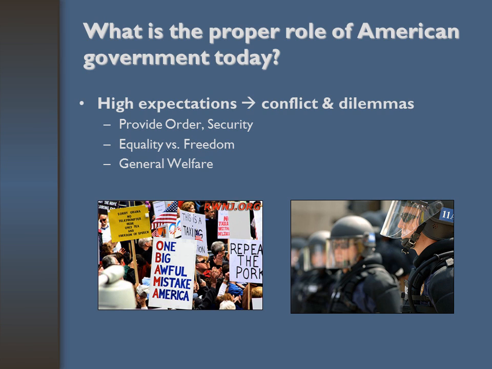Provide order and security, right? Government provides order and security. That is one of the freedoms that we've given away, is for government to provide law enforcement and to protect us. So my question to you is, what did we give up in order to have government do this for us? Well, we've given up the freedom to take the law into our own hands, right?